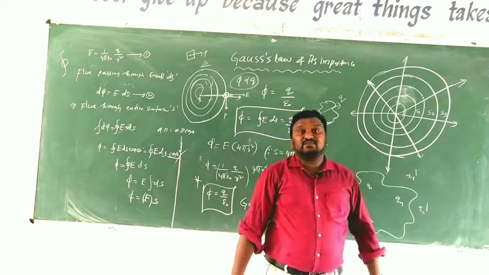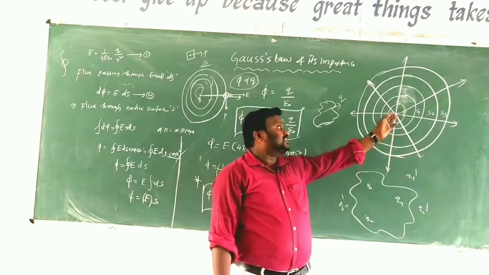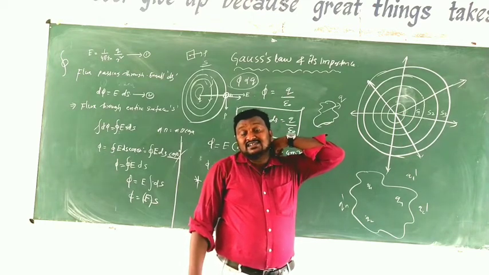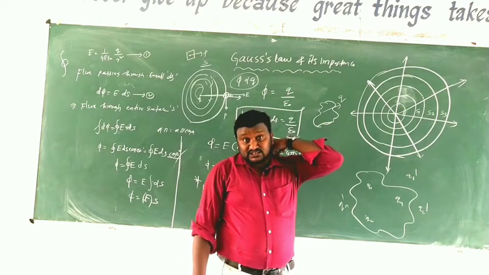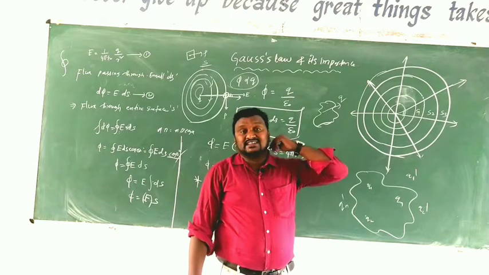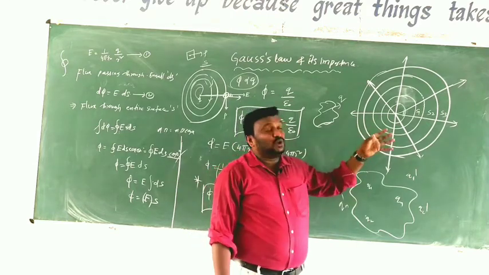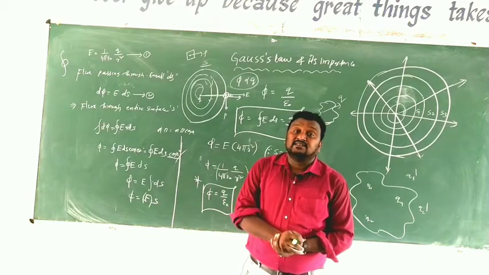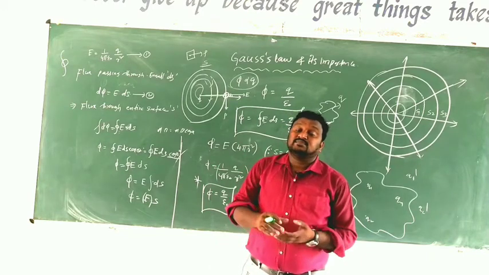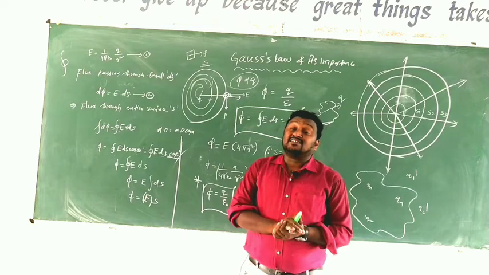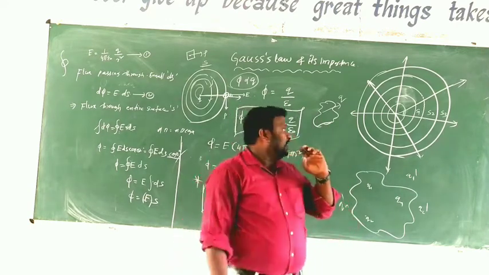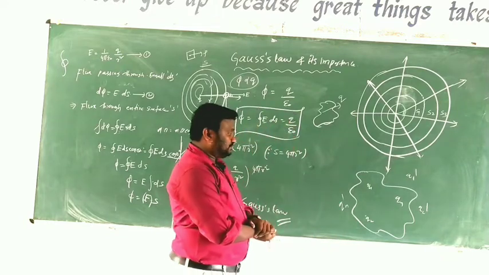In this diagram, you have S1, S2, S3. S1 is the surface area of the first circle, and S2 is the surface area of the second circle. That means even though they are different circles, the amount of flux passing through every concentric circle is the same, because it depends upon Q only.